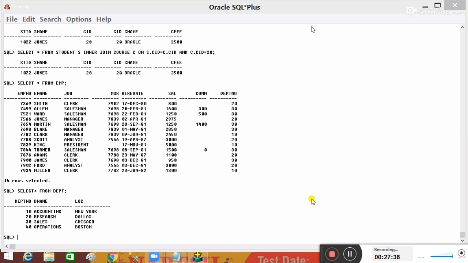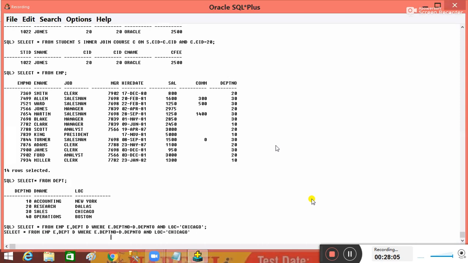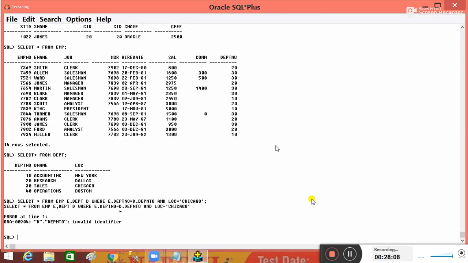But I want to write this in query form. So how can we write it in ANSI and non-ANSI? Let us see. First, I am writing non-ANSI. Select star from EMP E, DEPT D where E.DEPTNO equals D.DEPTNO and LOC equals Chicago. Now we can execute. The department number spelling is wrong, so D.DEPTNO. Okay, right.